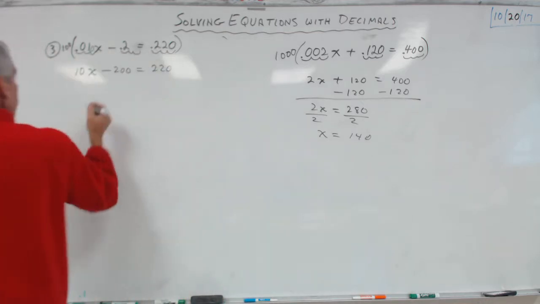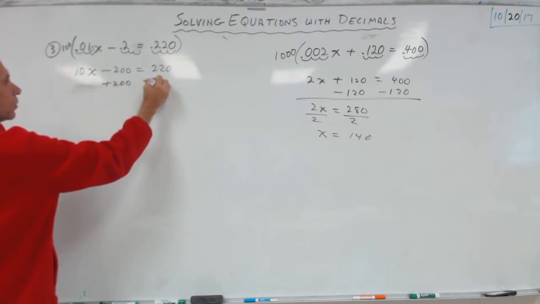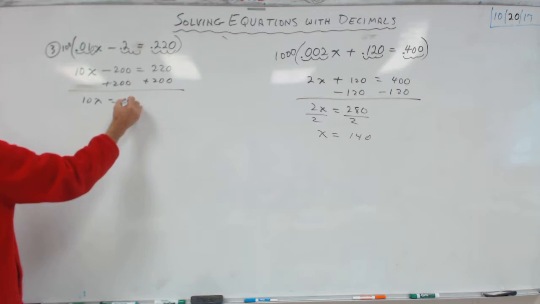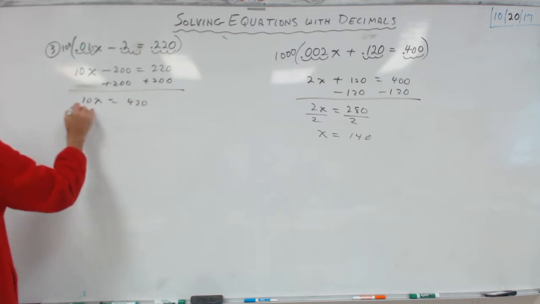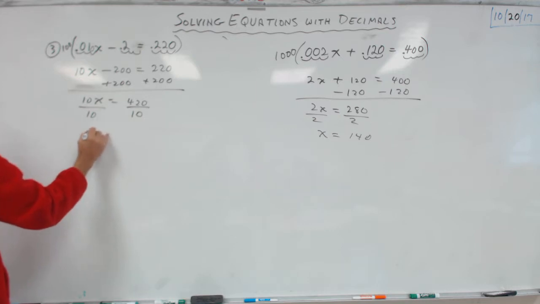It's very easy, right? We have 10x, we're going to add 200, and then we have 10x is equal to 420. Divide by 10, what do I have? 42.